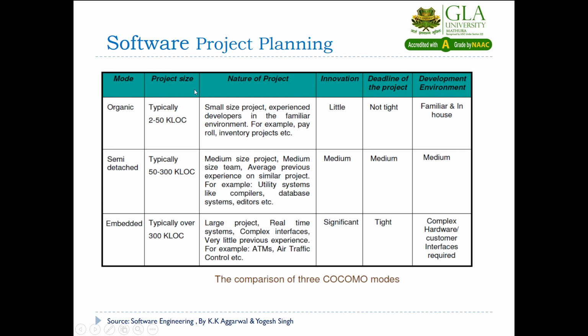On the basis of these 5 criteria, these 5 characteristics, you will be able to decide whether your project effort and development time should be computed for an organic mode project, a semi-detached mode project, or an embedded mode project. If we talk about organic, its size will vary from 2 to 50,000 lines of code, and it comes under the small size project where experienced software developers work.